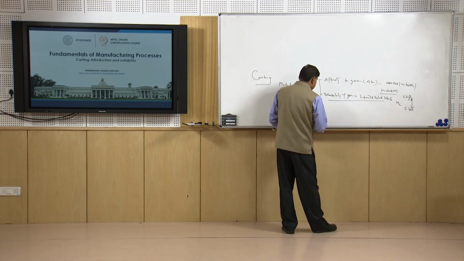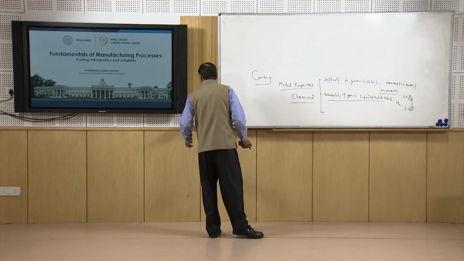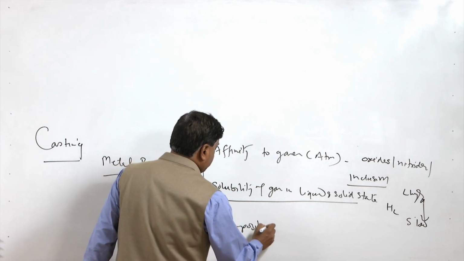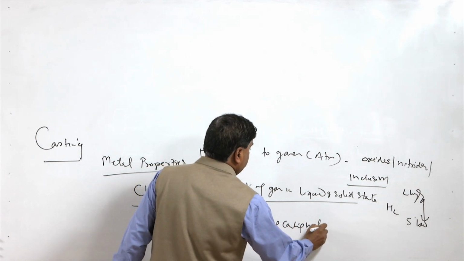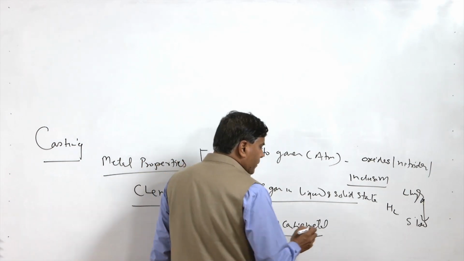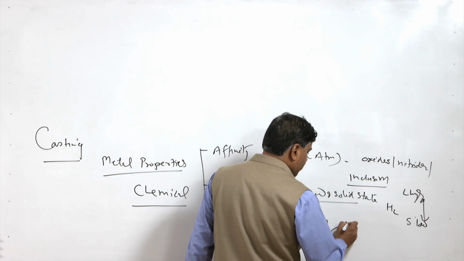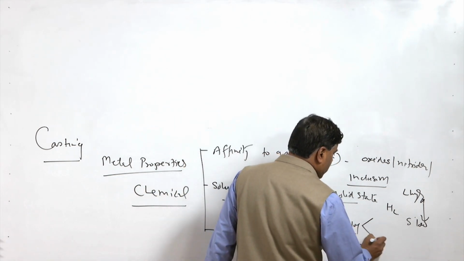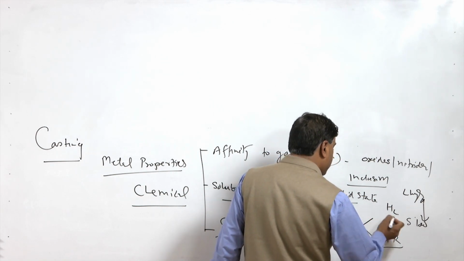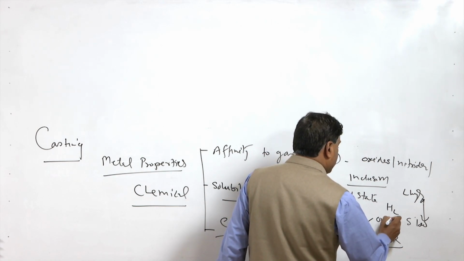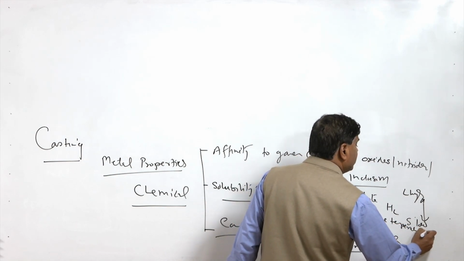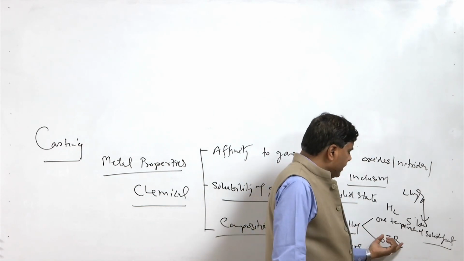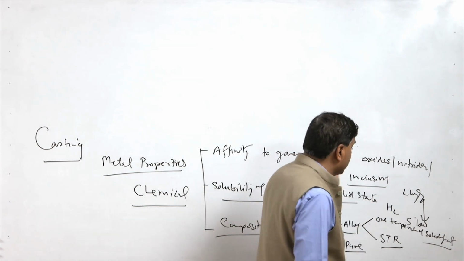Another important aspect related to the chemical properties is the composition of the casting metal, or the metal to be used for the casting purpose. There are two things, either it is an alloy or it is pure. So, we need to consider both the cases separately. Alloys are also of two types: there are alloys where we have a solidification temperature range, or the solidification occurs at one temperature.